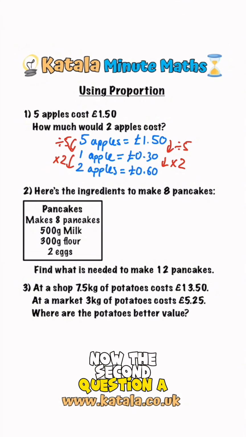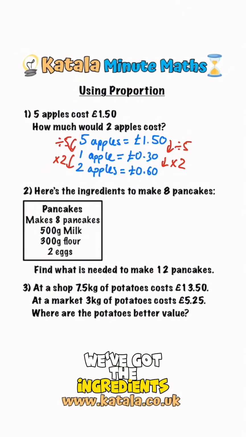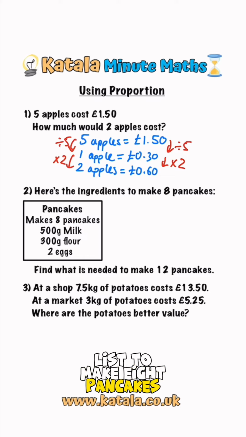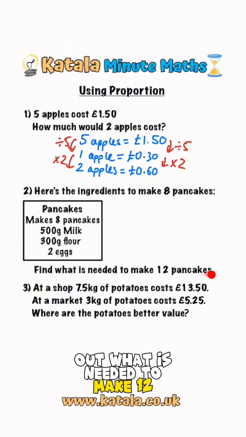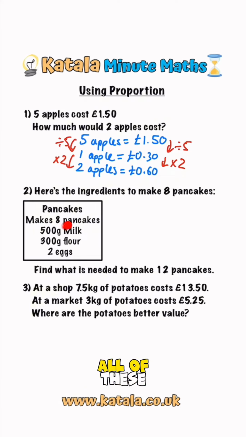Now in the second question, a very similar idea. We've got the ingredients list to make 8 pancakes, and we're trying to find out what is needed to make 12 pancakes. So we could divide all of these ingredients by 8 to find out what 1 pancake takes, and then times by 12 to turn into 12 pancakes. But sometimes there's a way of using a little middleman to get there slightly quicker.